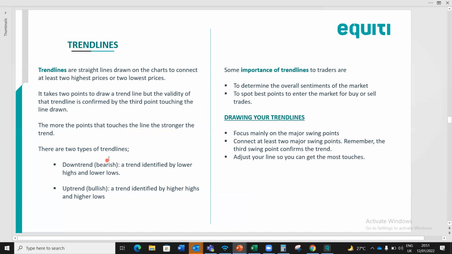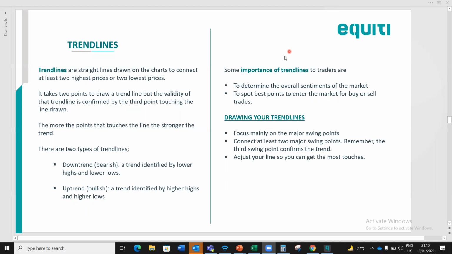Now there are two types of trend lines. The first is the downtrend. The downtrend is a trend identified by lower highs and lower lows, and I'm going to explain that very shortly. While the uptrend is a trend that is identified by what? Higher highs and higher lows. Higher highs and higher lows is an uptrend, and a downtrend, which is a bearish trend, is identified by lower highs and lower lows.